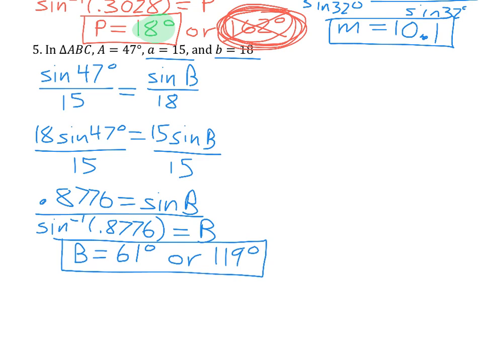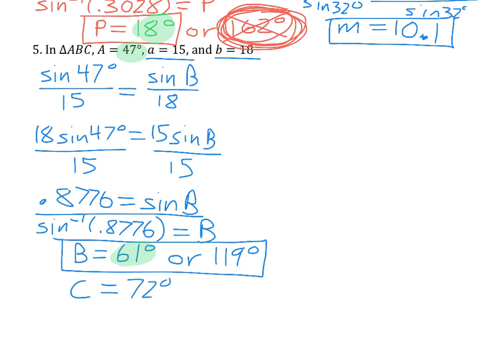So angle C, remember, all three angles have to add up to 180. So first, let's do this set. So 47 plus 61, and now subtract that from 180. So 47 plus 61 is 108. 180 minus 108 is 72 degrees. So angle C could be 72 degrees.